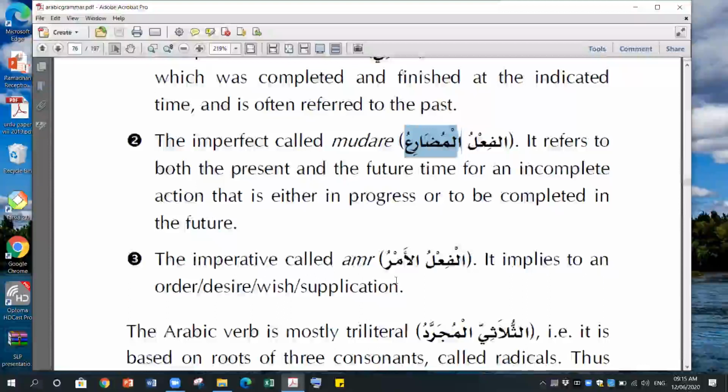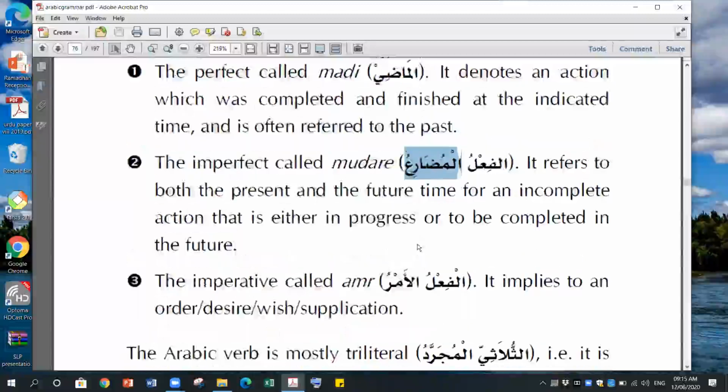The sentence starts with a verb, right? If I say open your book, they name it fi'lul amr. But this is actually a kind of fi'lul mudari. It has been taken from it because I'm ordering you right now, in the present state. That's why I say there are only 2, madi and mudari.